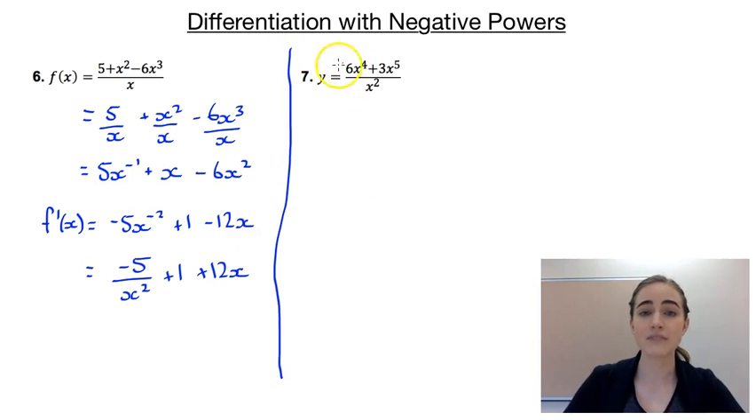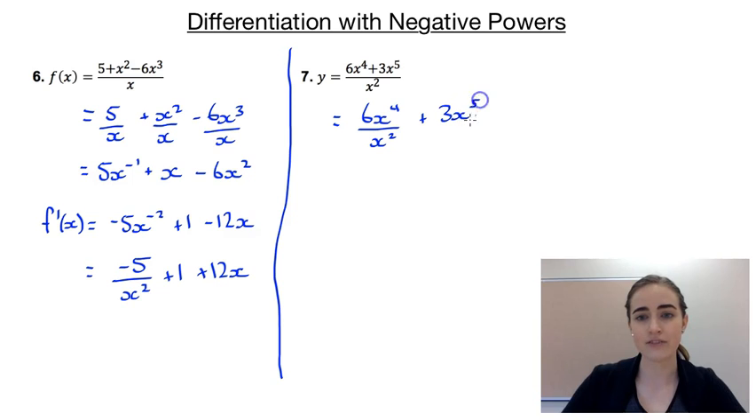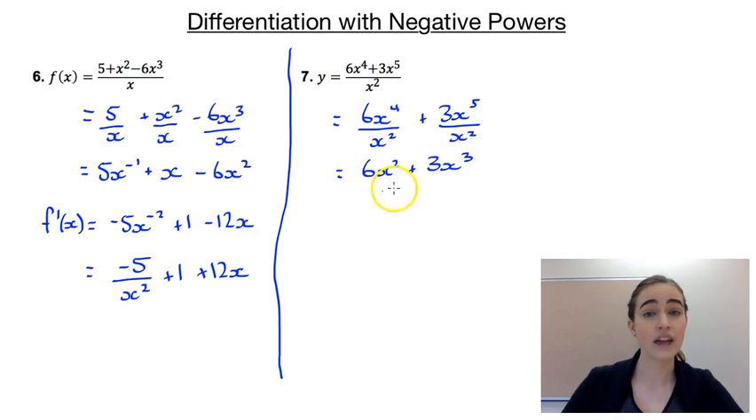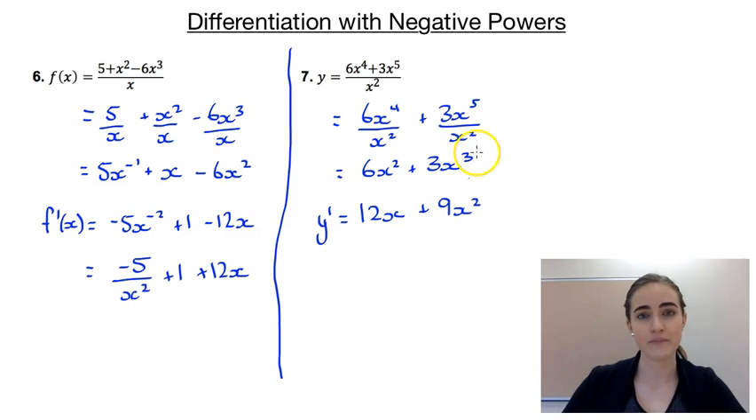We're going to start off doing the same thing. We're going to rewrite this into its two separate fractions. So we'd have 6x to the power of 4 over x squared plus 3x to the power of 5 over x squared. Both of those are going to simplify down, so we could just have 6x squared plus 3x to the 3. There actually aren't any negative powers in this one this time, because the powers in the top are all larger than the power in the bottom. But we can differentiate, so y dash would give us 12x plus 9x squared. All right, so those are a few examples of differentiation with negative powers.